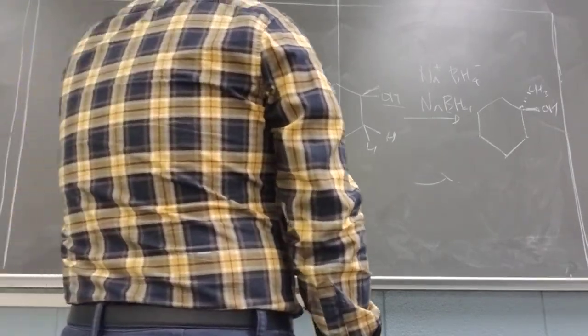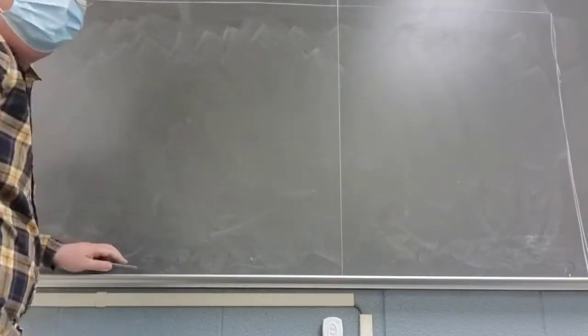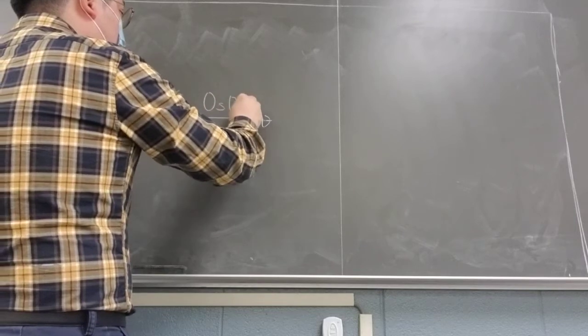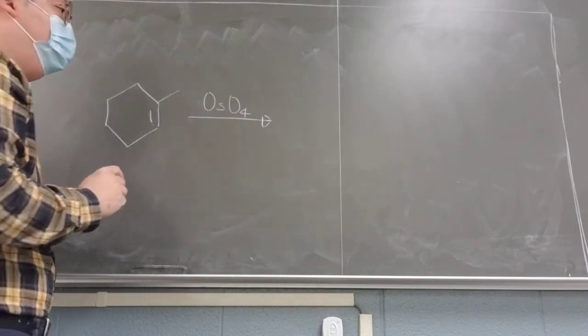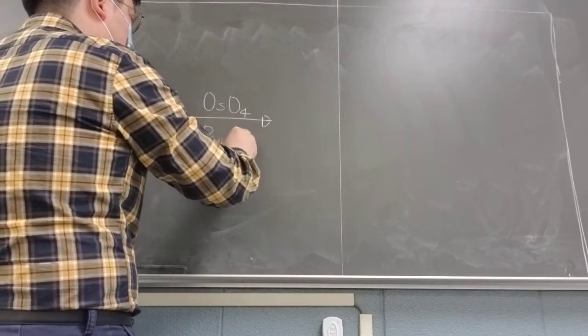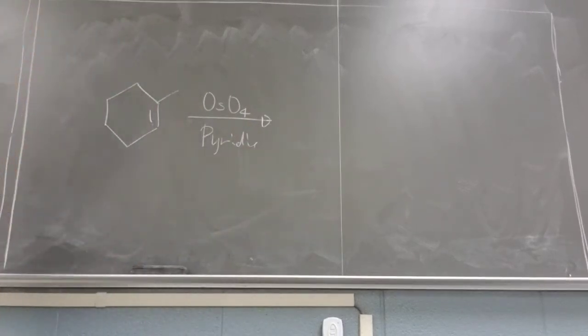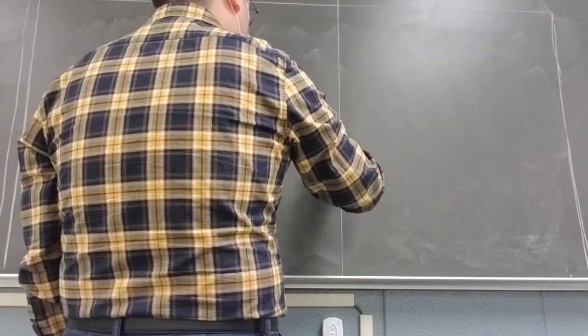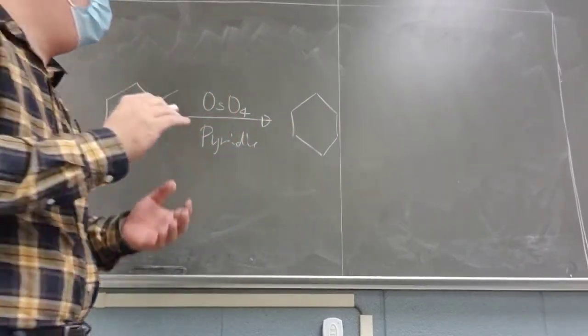All right, so the next one, okay, so you can have over here, and if you use the osmium tetroxide, okay, over here with some pyridine, organic solvent or other things, what you can do is you can actually add. They're coming onto the same side. They're coming onto the same side.